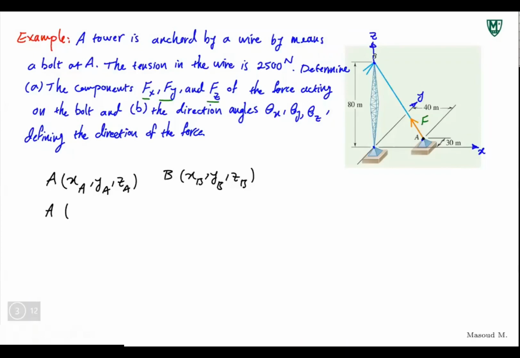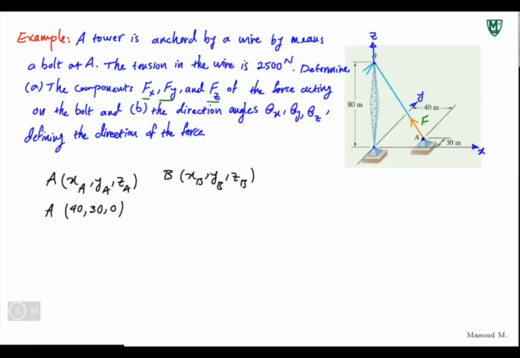It would be 40, 30, 0 for point A. For point A, you get 40 along X, exactly. So this is 40. For the Y-axis, you get 30, positive. For Z, it's 0 because point A is in the XY plane. Right? So that would be 0, exactly.